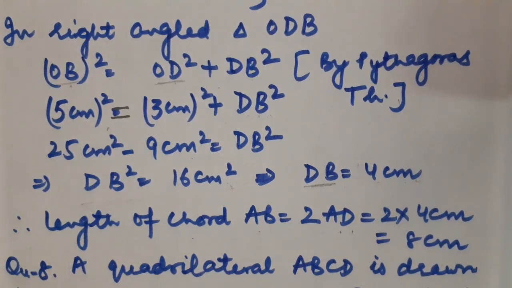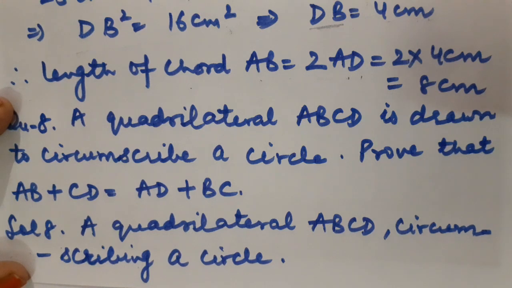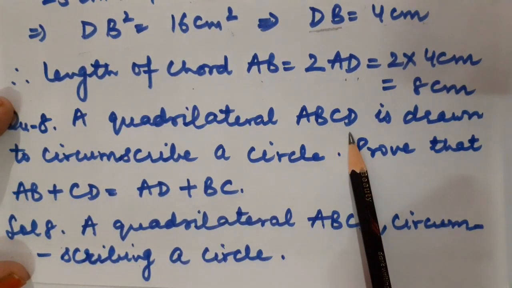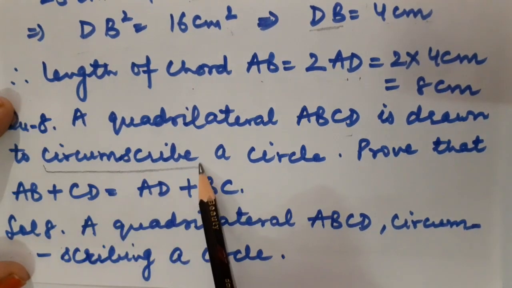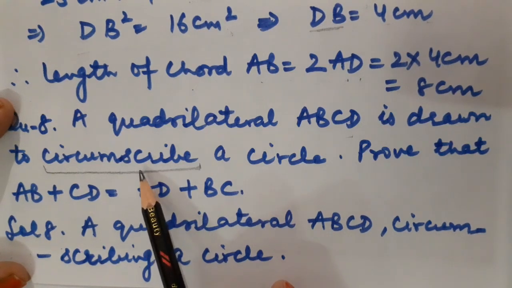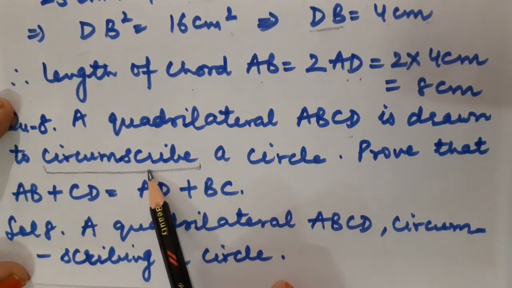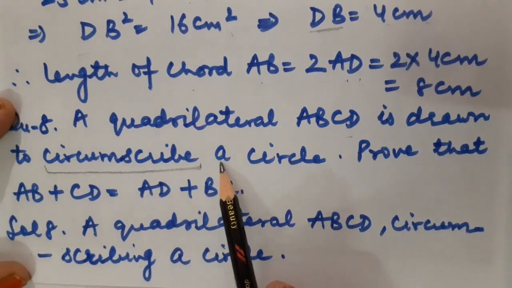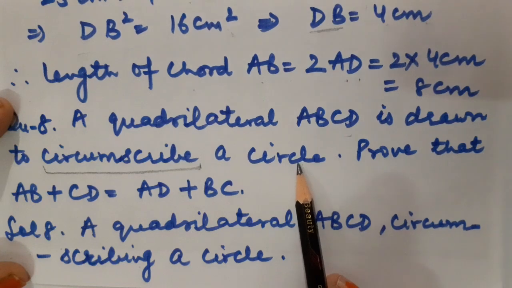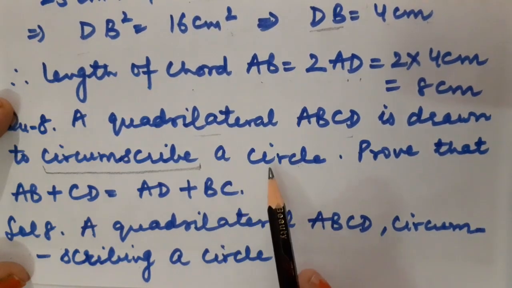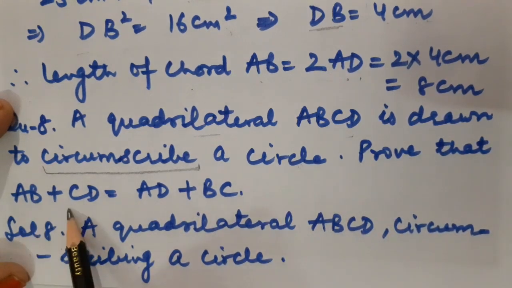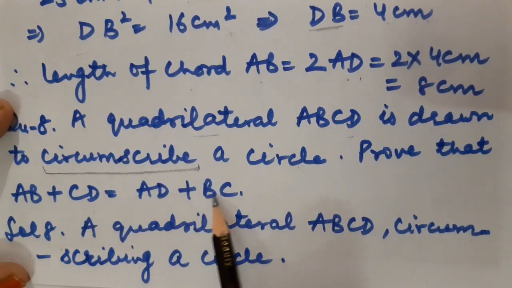Clear children? Now children, let us switch to question number 8. A quadrilateral ABCD is drawn to circumscribe a circle. Don't be confused while reading this word. Very simple meaning I am telling you of circumscribe. Circumscribe a circle means covers a circle. It means the circle will be made inside the quadrilateral. Clear children? Prove that AB plus CD is equal to AD plus BC.